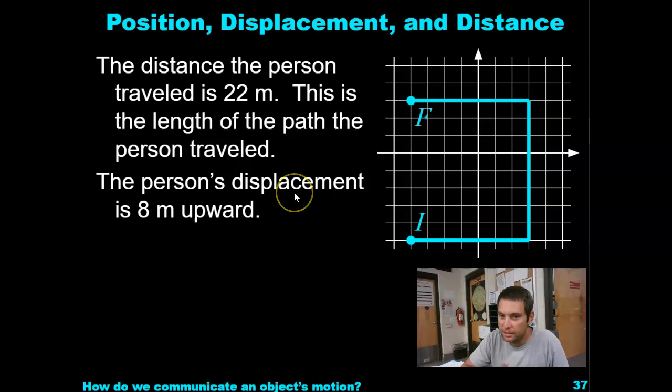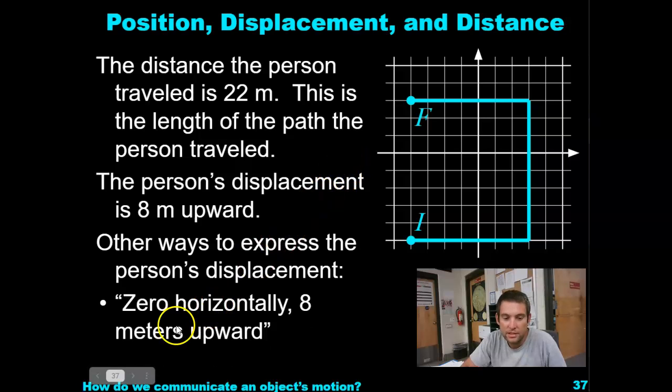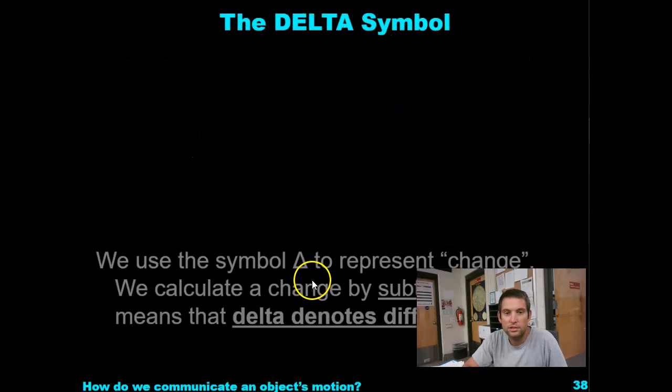The person's displacement, however, remember displacement is the straight line from the ending point to the starting point, is 8 meters upwards. Other ways to express the displacement: 0 horizontally, 8 meters upwards, 0 horizontally. Obviously, we're not moving to the right or to the left based on our final and initial positions.